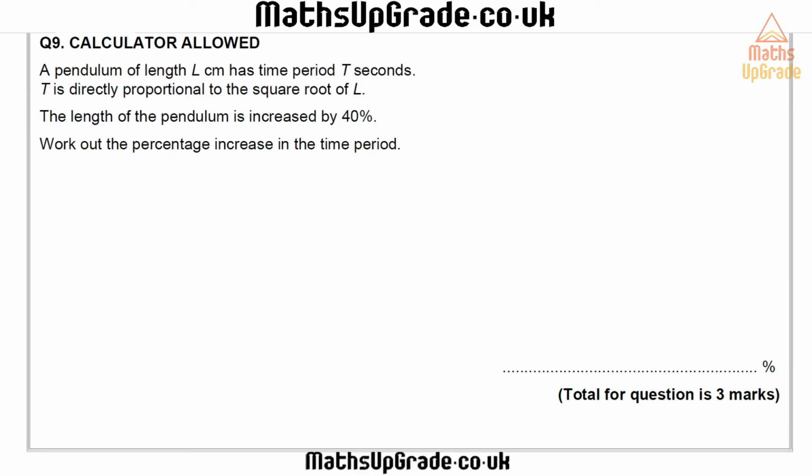Question 9. This question involves percentage increase, but it also involves direct proportion. If you're not sure on how to use direct proportion, be sure to check out my video clip on this channel. This question is worth 3 marks. I'm told that a pendulum of length L has a time period of t seconds. The time period is directly proportional to the square root of the length. The length of the pendulum is increased by 40%. Work out the percentage increase in that time period.